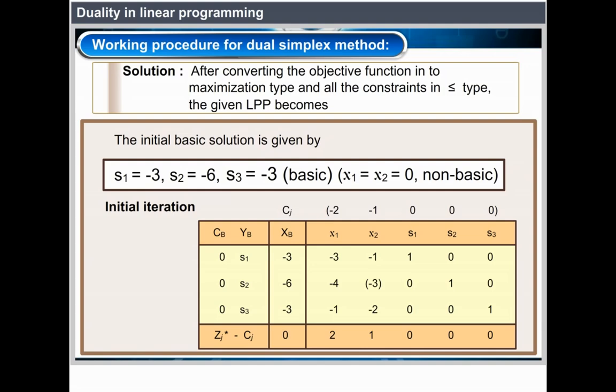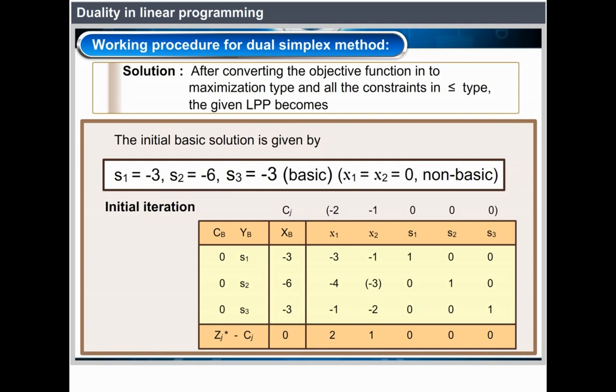First row, 0 for CB, S1 for YB, minus 3 for XB, minus 3 for X1, minus 1 for X2, 1 for S1, 0 for S2, 0 for S3. Second row, 0 for CB, S2 for YB, minus 6 for XB, minus 4 for X1, minus 3 for X2, 0 for S1, 1 for S2, 0 for S3. Third row, 0 for CB, S3 for YB, minus 3 for XB, minus 1 for X1, minus 2 for X2, 0 for S1, 0 for S2, 1 for S3.